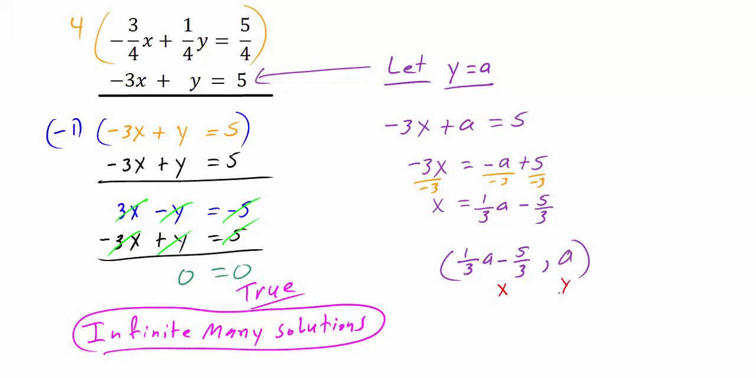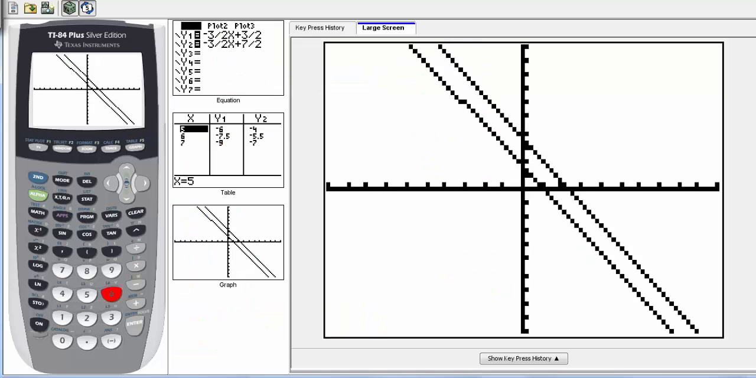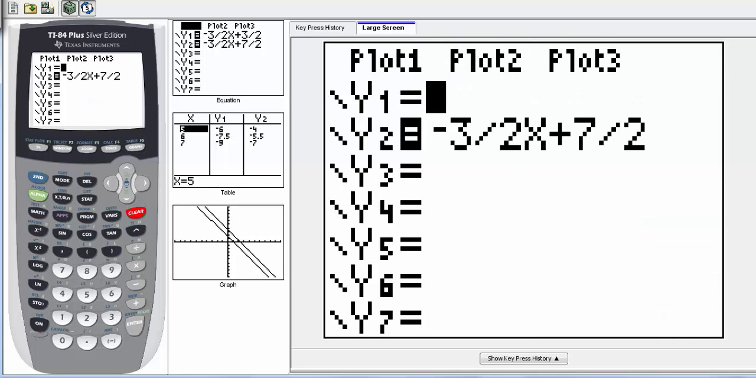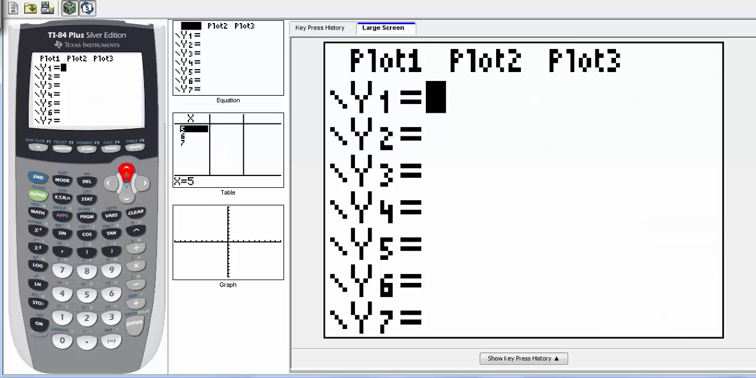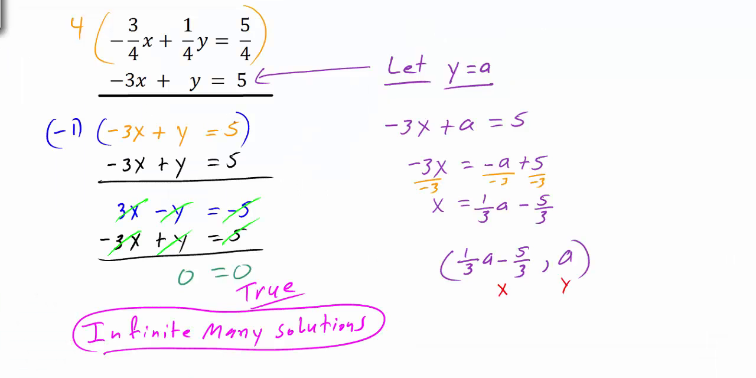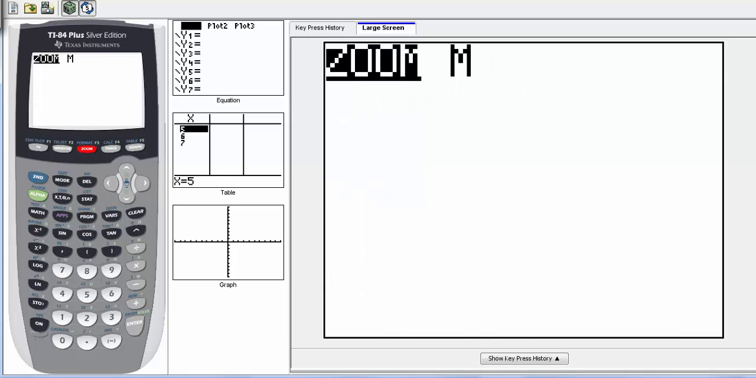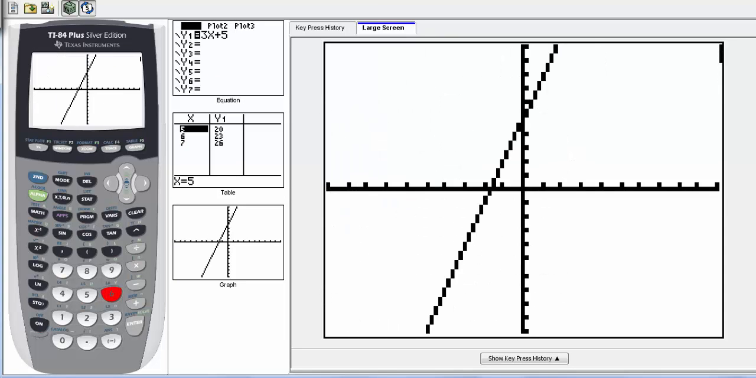Now, really, what do we have here? This system is essentially one line. So if we were to graph negative 3x plus y equals 5, we could solve this for y, and that'd be y equals 3x plus 5. Now I'm only going to graph one of these because they're the same equation. So y equals 3x plus 5. We'll go to zoom standard, and there's the line. If we were to graph the other one, it would be right on top of this because we have exactly the same line.